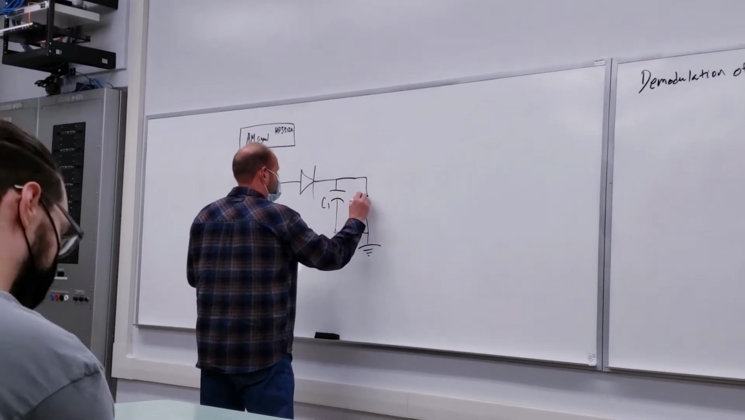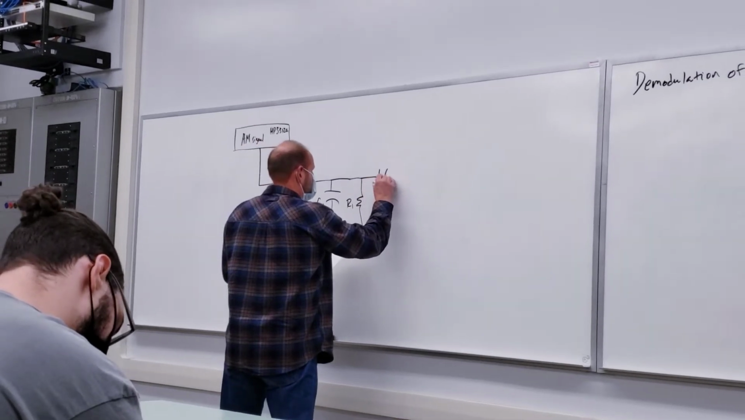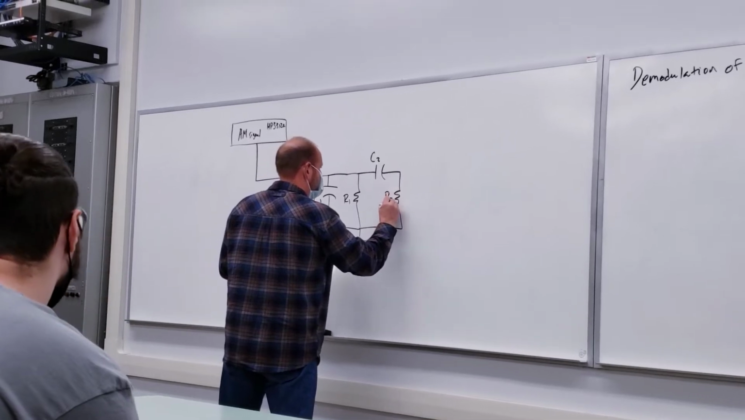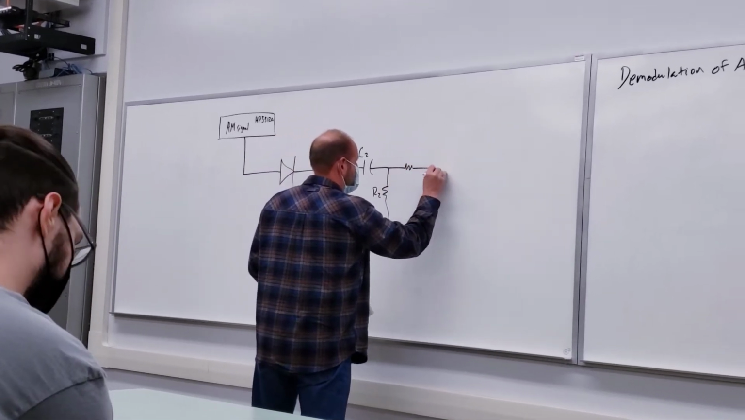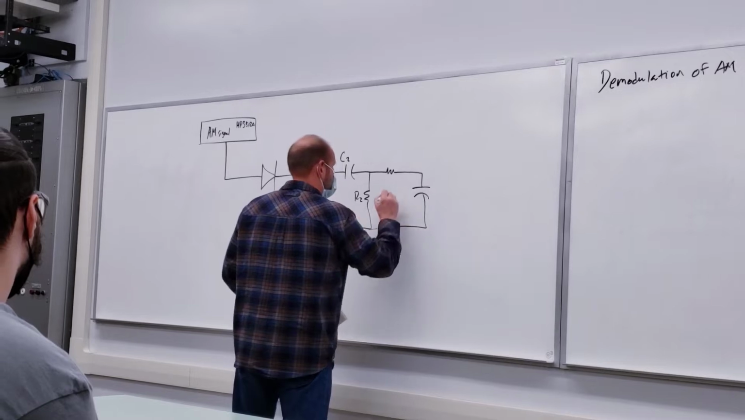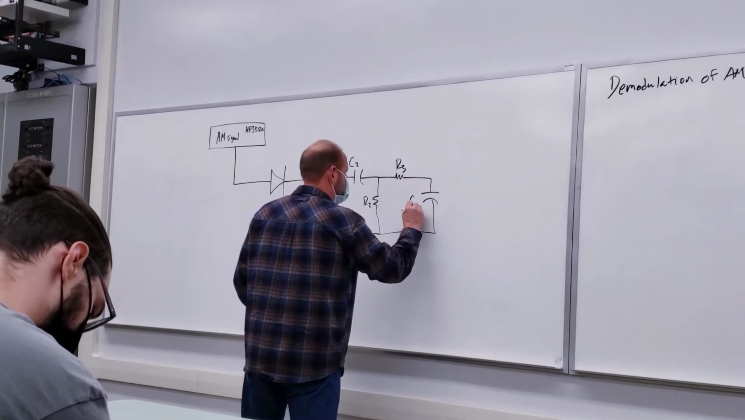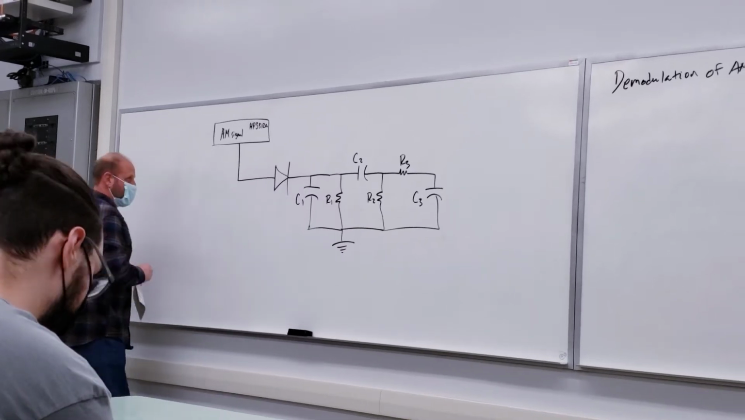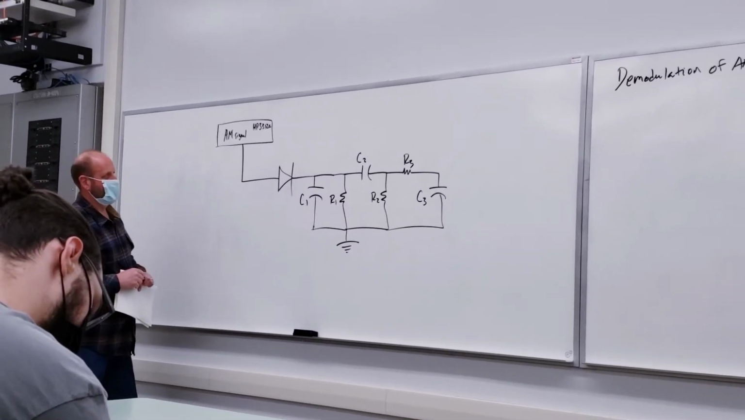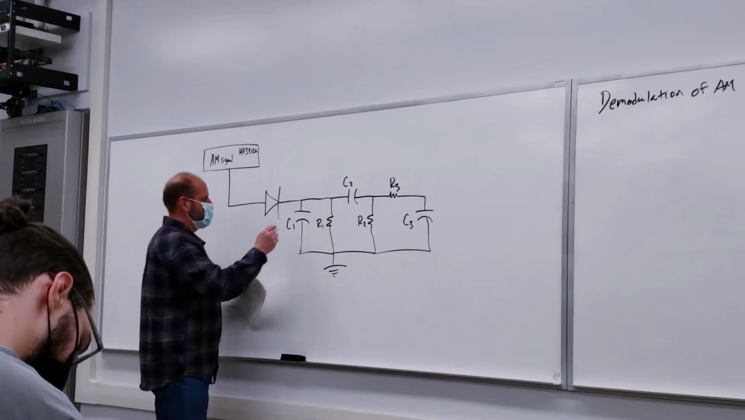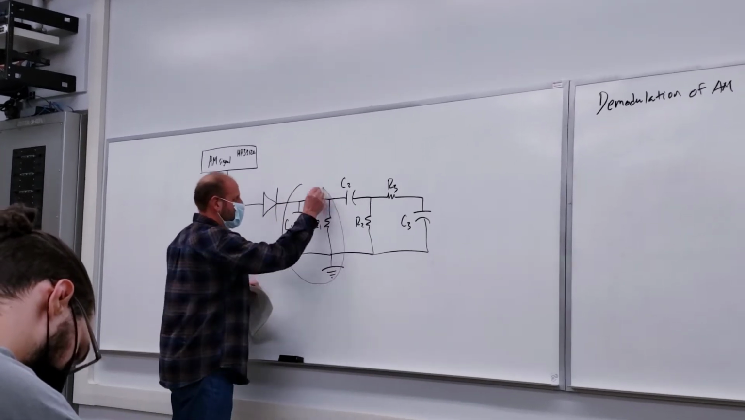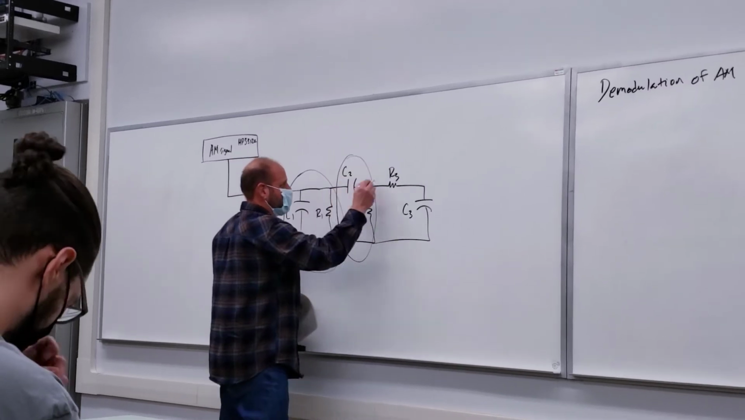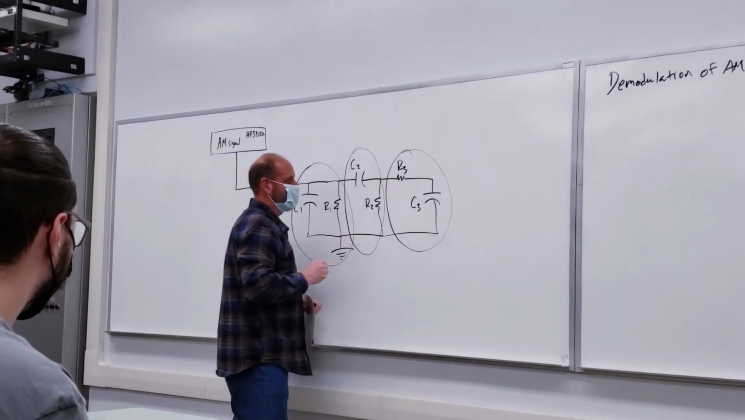C1 and R1 here. C2 and R2. R3 and C3. So this is the envelope detector. What we have is 3 stages of filtering. So this is a first order filter there. There's a first order filter, and then the third first order filter.